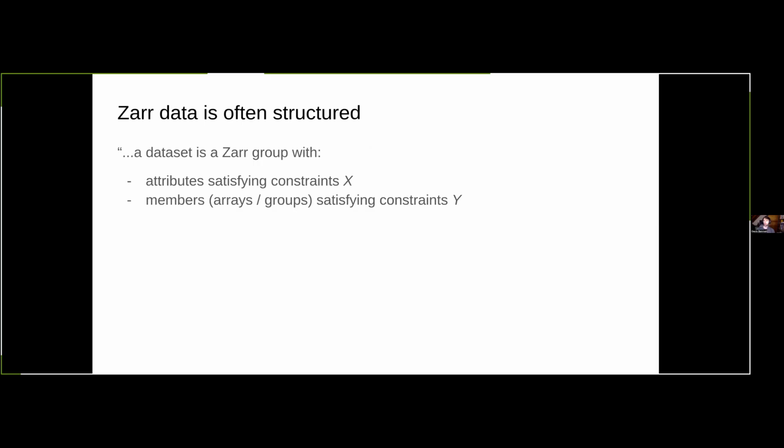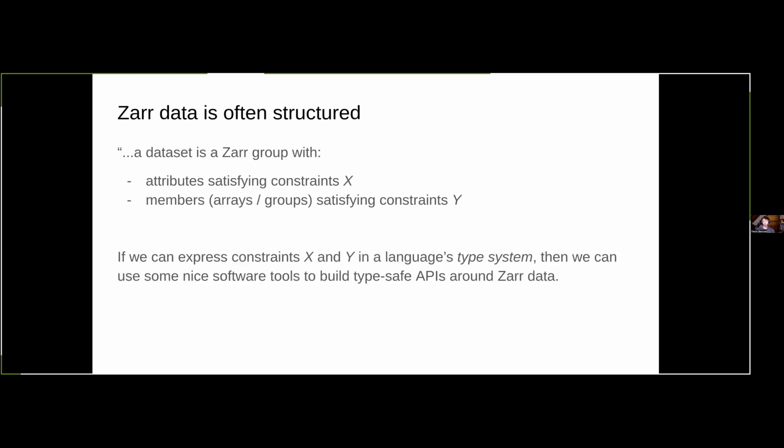But we don't really have good tools for modeling that. What we do have is conventions that are embodied in the behavior of programs. Like xarray has a convention of writing out Zarr metadata in a certain way, but that's a procedure. And I think it's nice if we have actual entities in our software that can model this structure. And I think types are pretty good at that. So if we can express the constraints X and Y and all the other constraints of a Zarr hierarchy in a language's type system, then we get free access to nice software tools that can help us build type-safe APIs around Zarr data.